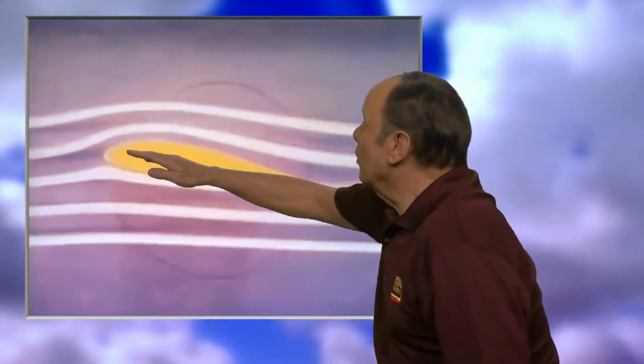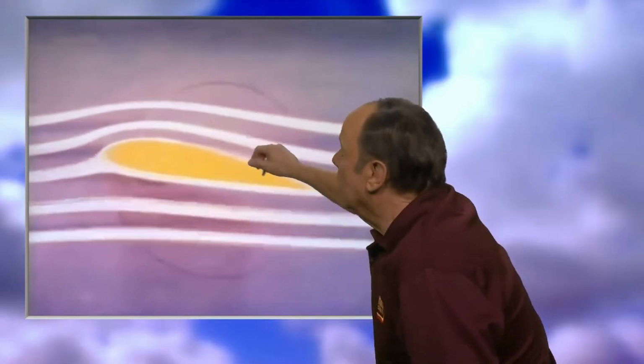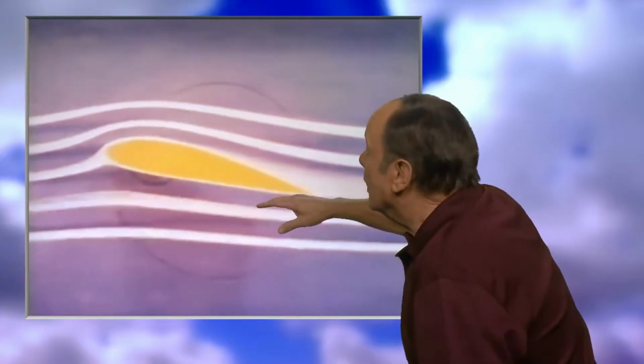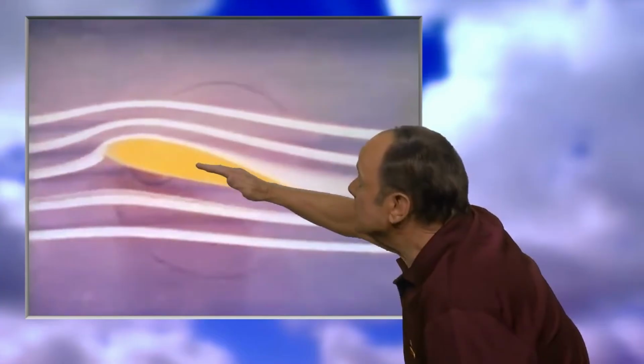Now let's take a look at a wing of an airplane in flight. Here's an airplane wing in a wind tunnel with smoke going smoothly over it. When the air flows smoothly over the wing, it's called laminar flow. Now let's take a look at what happens when you change the angle of attack. As you increase the angle of attack, the lift gets greater.